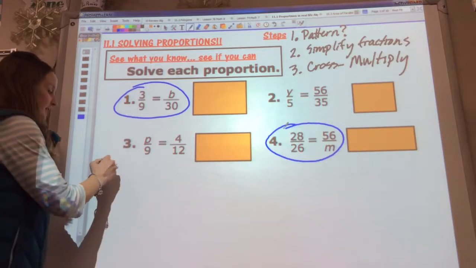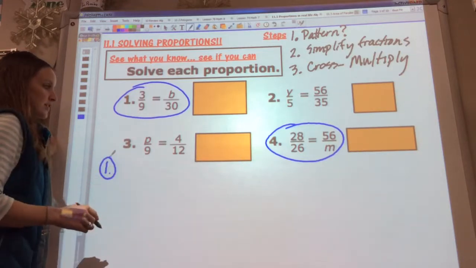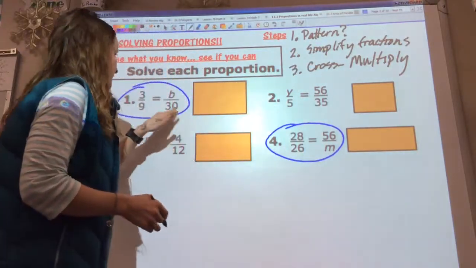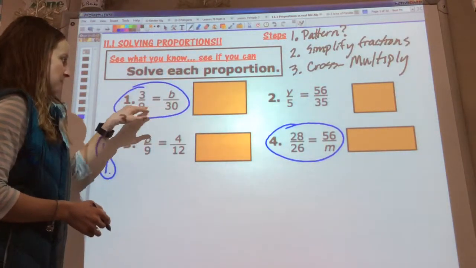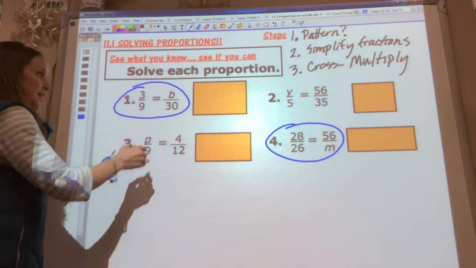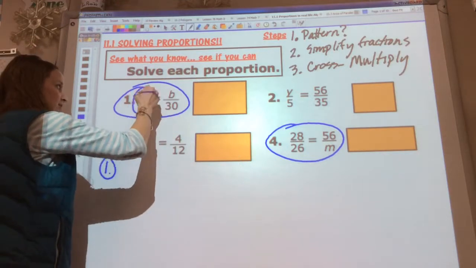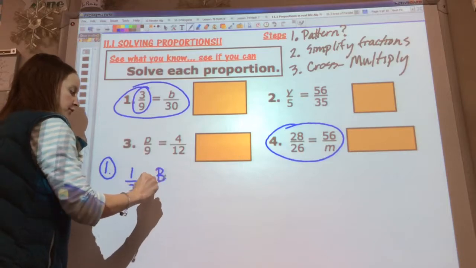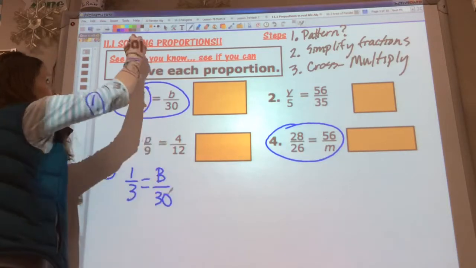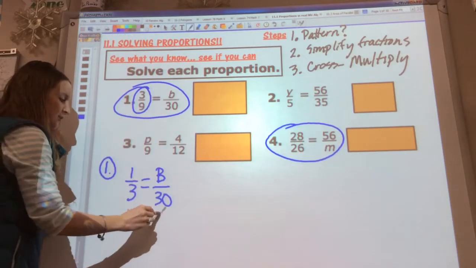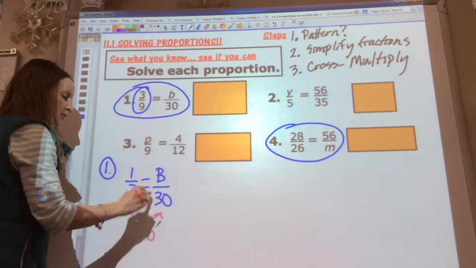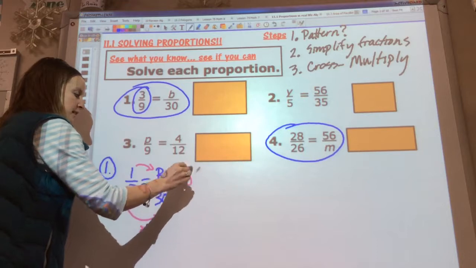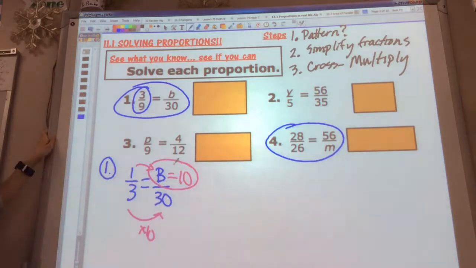Now if we take a look at number 1, once again it might be a great idea to write down these things. Is there a pattern? We're trying to solve for b. Is there a pattern from 9 to 30? No, there's not. But we can simplify this fraction, which goes to 1/3. And then we're going to have b over 30. And then if you remember, what's the pattern? We multiply by 10. So we have to multiply by 10 here. So therefore 1 times 10, b equals 10.